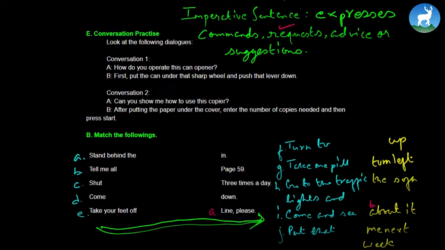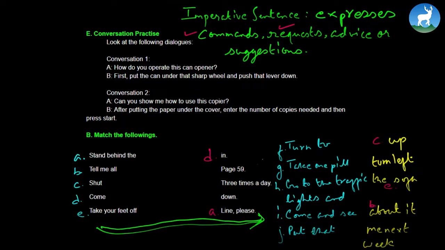That's a command. See? It's a command. That's why it becomes an imperative sentence. Shut up. Command. Again, it becomes imperative. Number D. Come in. It becomes imperative again. Take your feet off the sofa. Again, it becomes imperative.